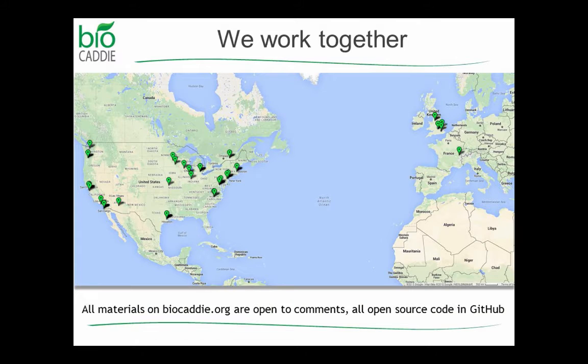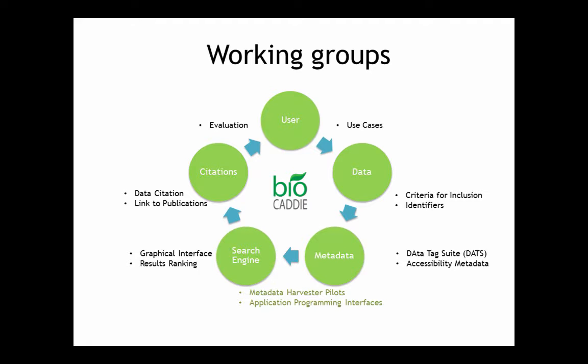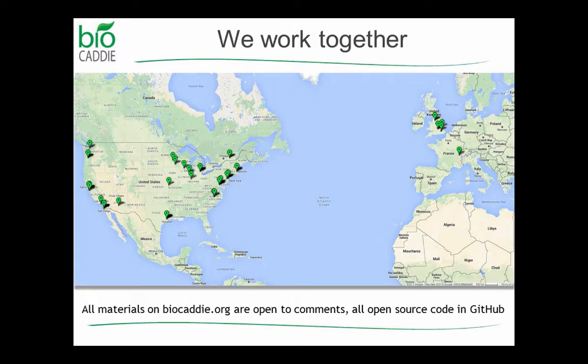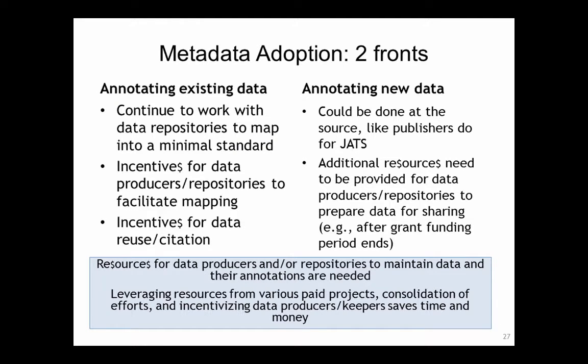This afternoon, I will briefly explain the working groups that we have and how they connected and what their end products were. We work together. We have a lot of people in different places that were funded somehow by this project. And the metadata adoption was on two fronts, annotating existing data and then annotating new data with DATS, which was modeled after JATS, which is the journal article way of indexing. So we have DATS as our alternative to that.